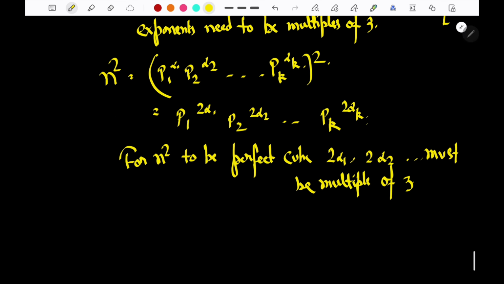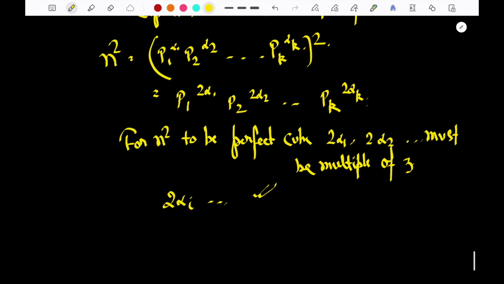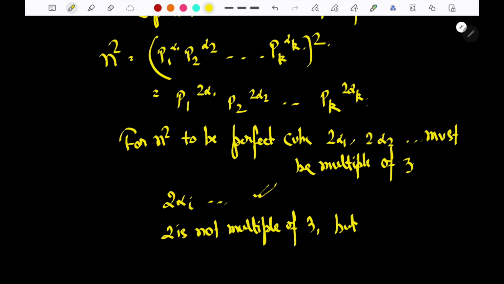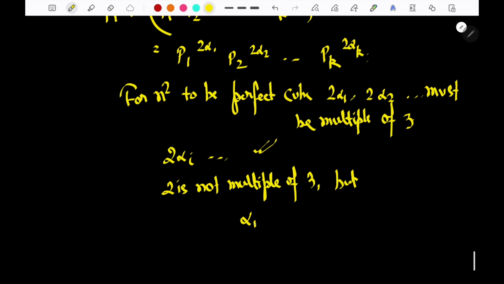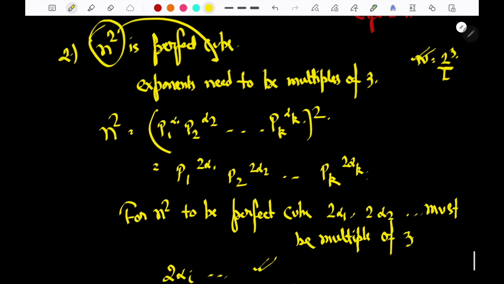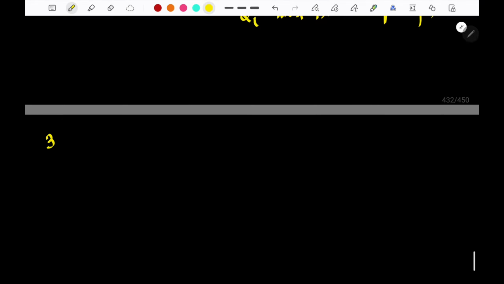So first thing, this 2 alpha I is not a multiple of 3, because 2 is not a multiple of 3. But alpha I must be a multiple of 3. Done. Now let's analyze the third part and then we can combine the equations.